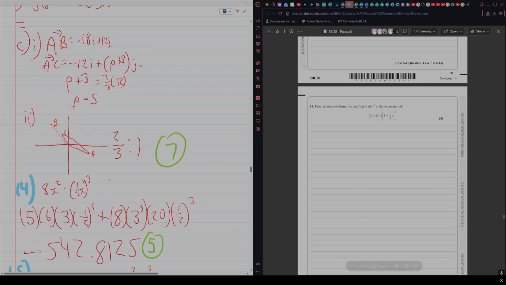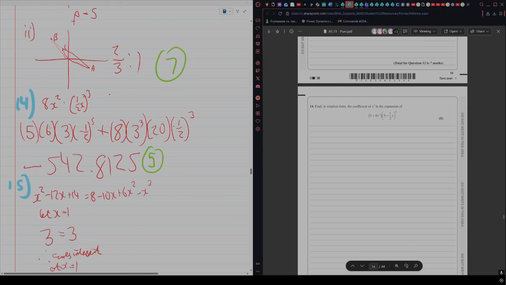More binomial expansion. Find the coefficient of x to the 5. Unlike the last question, there's no shenanigans with the fraction and the different terms. So you just know that this is the x cubed term of this, and there's obviously only one x squared term of this. You can either use the x squared term of this and the x cubed term of this, or you can use the nothing term of this and the x to the 5 term of this, as you can see I've done here.